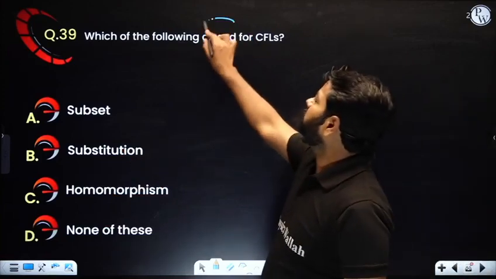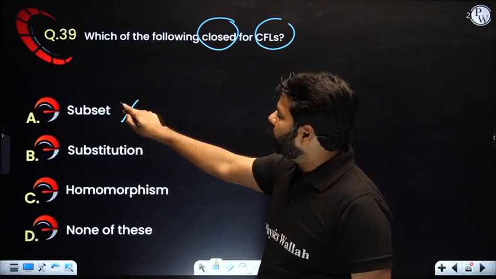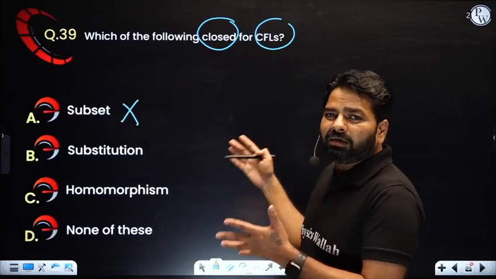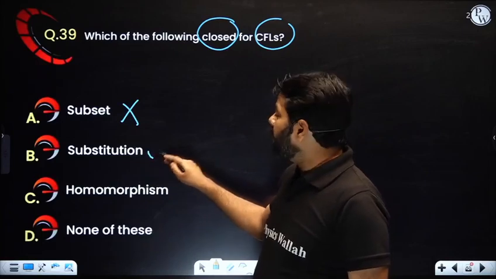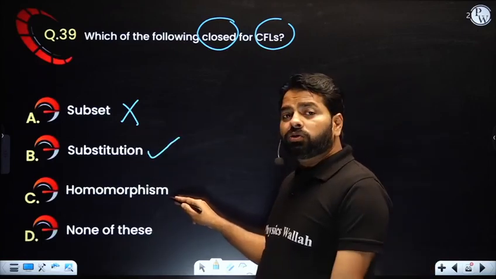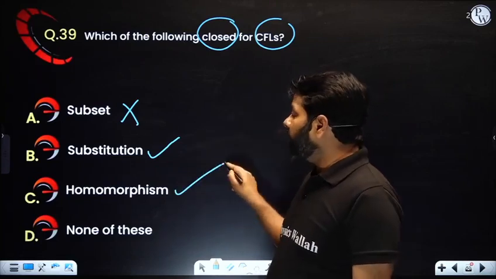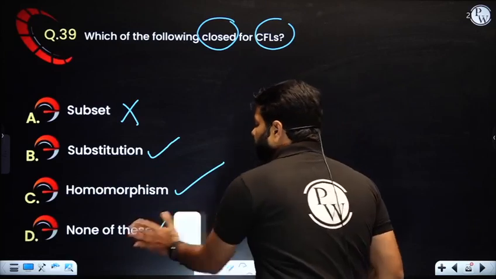Now, closed for context free languages at this point: substitution is not closed for DCFLs, but substitution is closed for regulars as well as context free languages. Homomorphism is also closed for regulars and for context free languages, but not closed for DCFLs. Anyway, we don't go for this option.